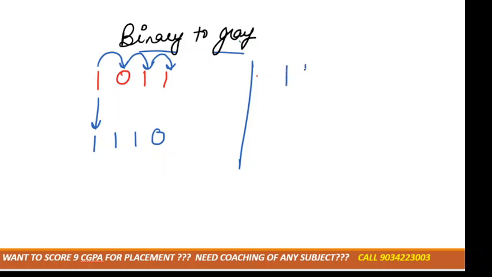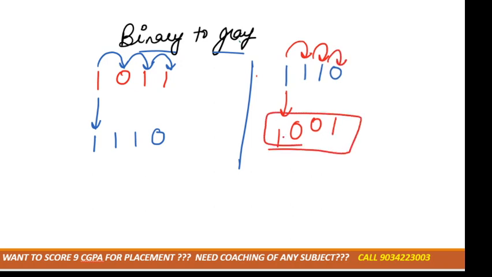I'm taking one more example from binary to gray. Suppose we have 1 1 1 0. Now we have to convert it into gray form. 1 will remain as it is, the MSB will remain as it is. 1 plus 1 is 0, again 1 plus 1 is 0, and 1 plus 0 is 1. So this is in gray form.